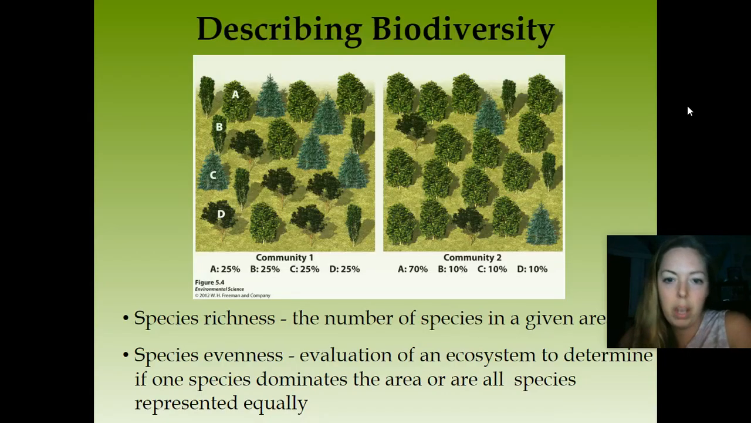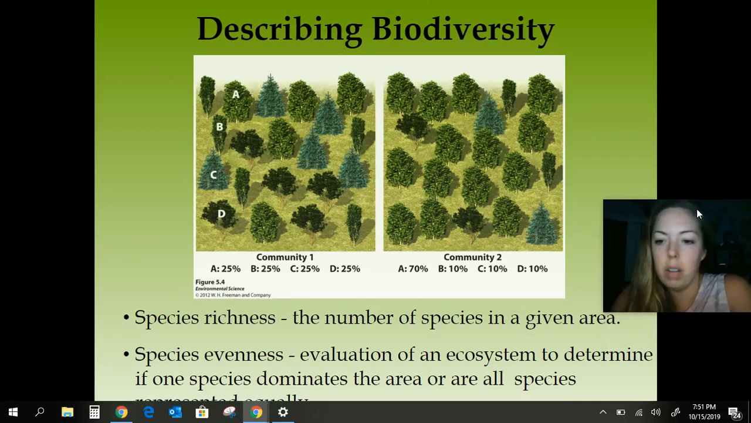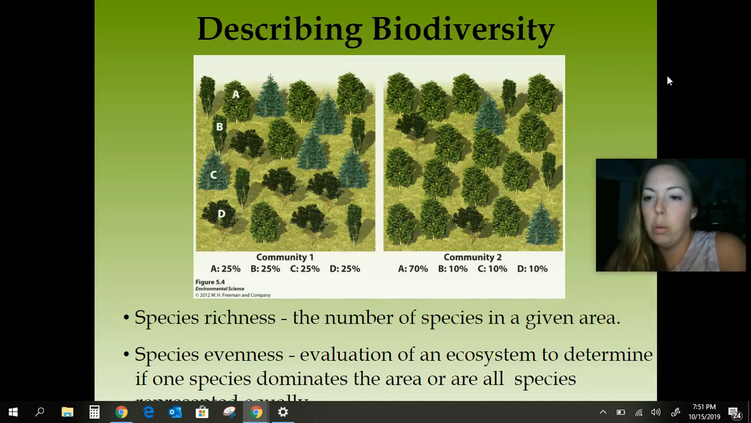Let's talk about describing biodiversity. There are two diagrams here. We know that the species on this planet are not uniformly distributed. So the number of species on Earth is not a useful indicator of local or regional species diversity.